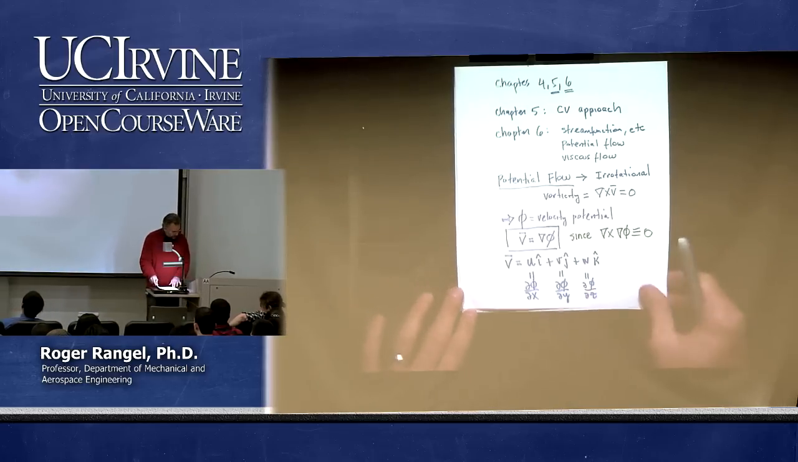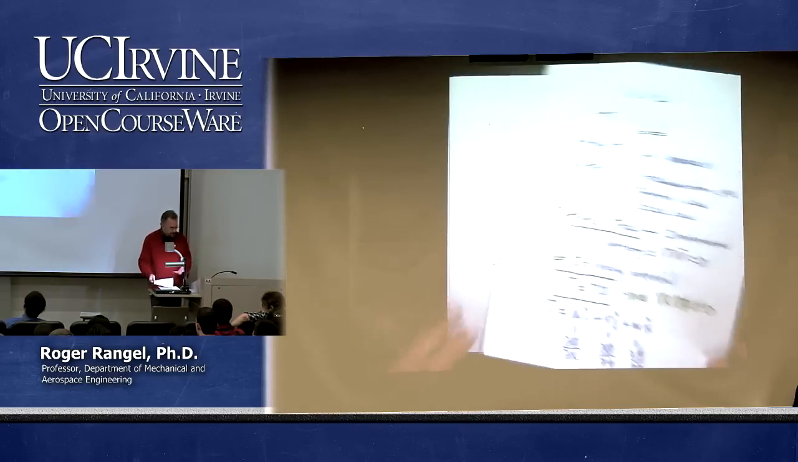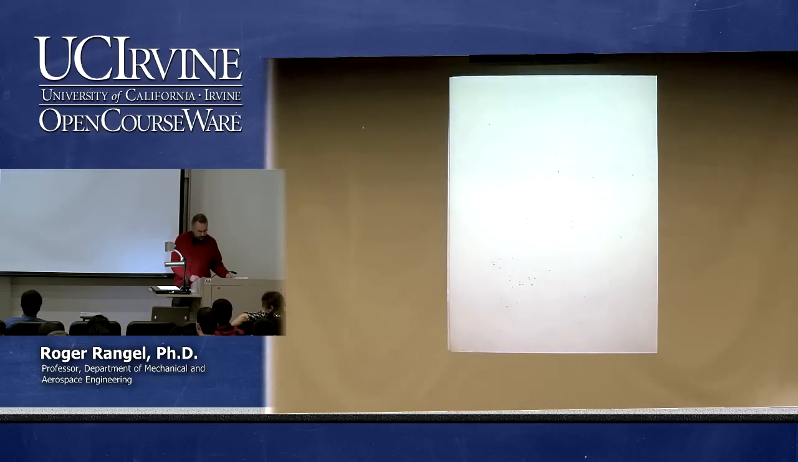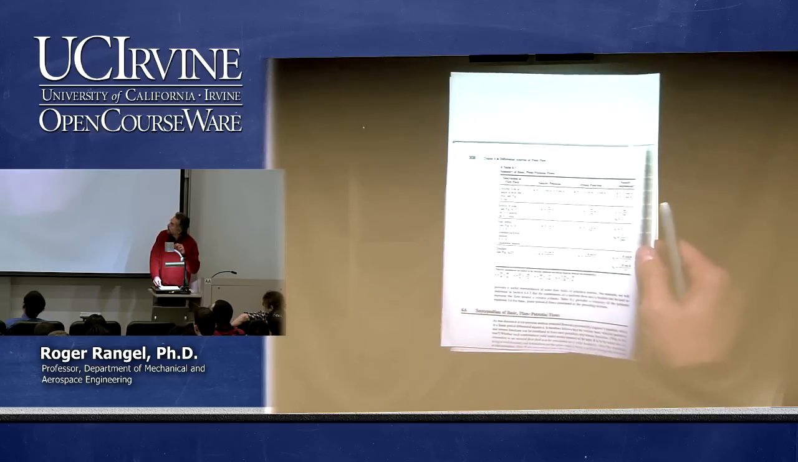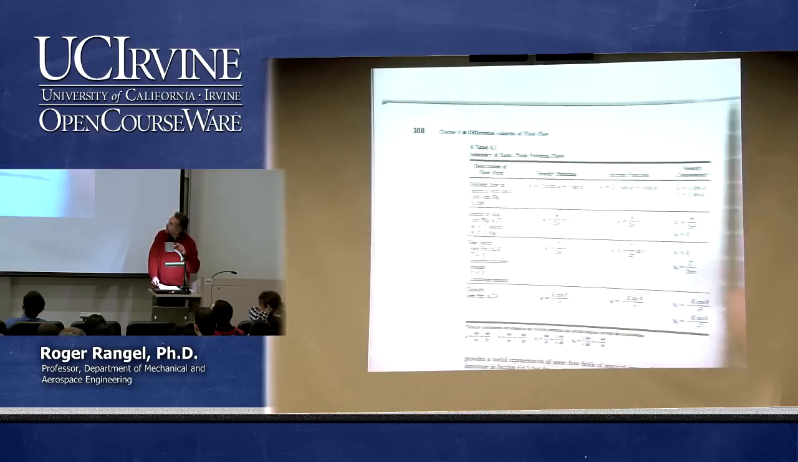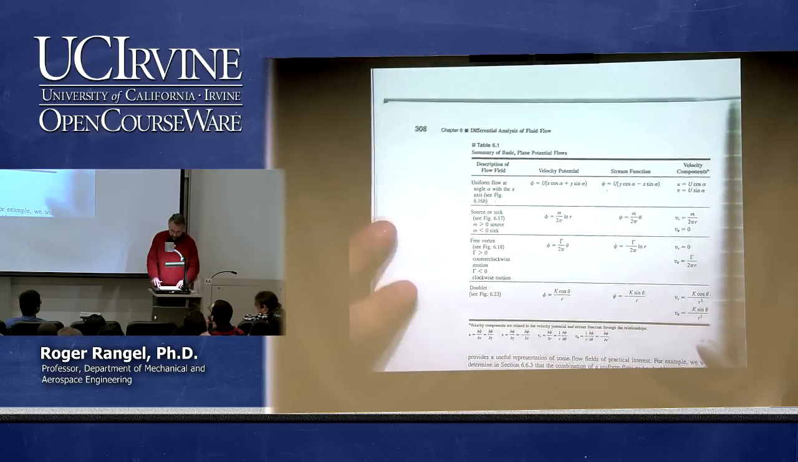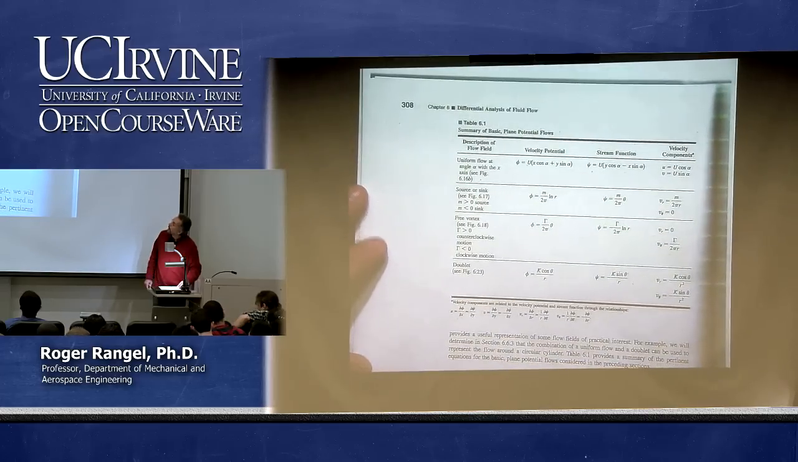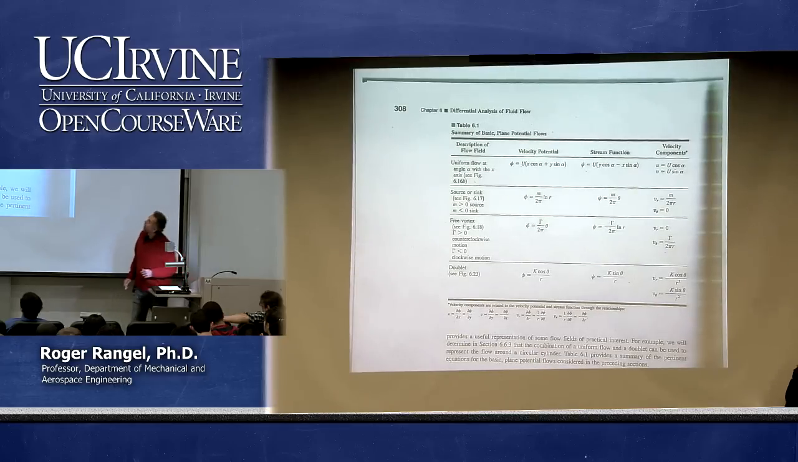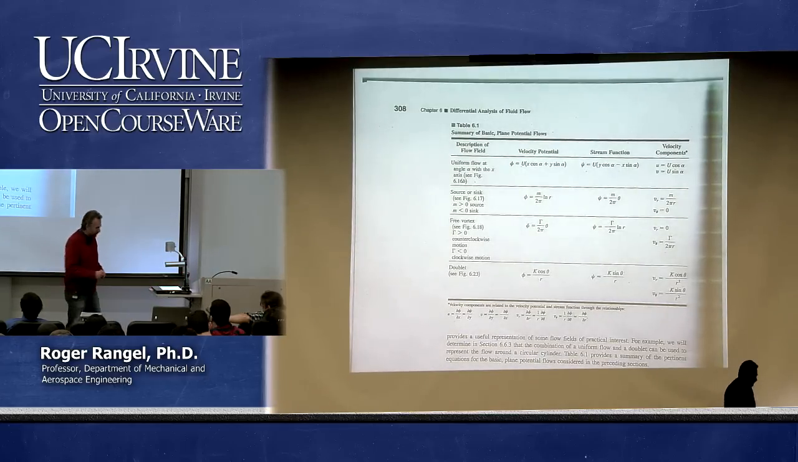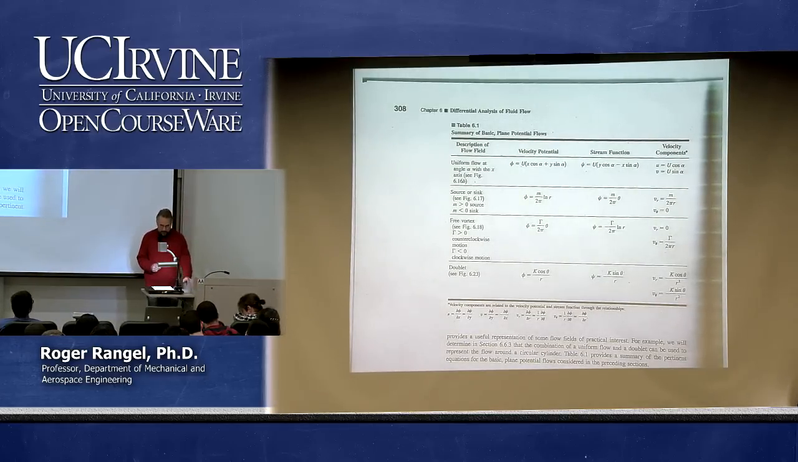And then we looked at what we call the basic potential flows. So rather than rewriting the whole thing, I'm going to just summarize them because they appear here in this table. Is that visible for everybody? So this table essentially has the basic potential flows.